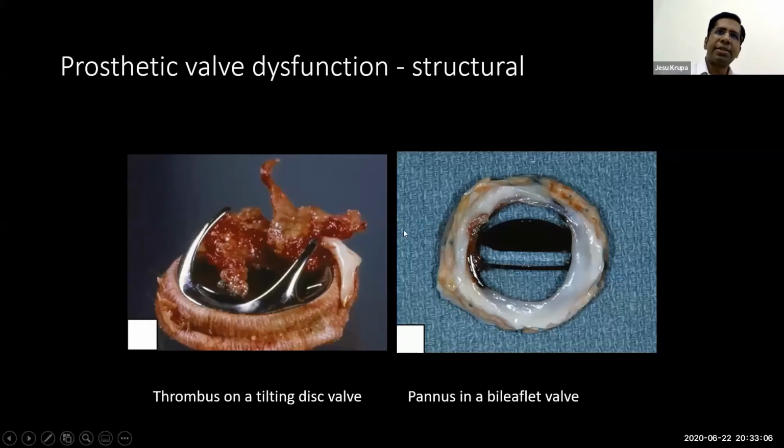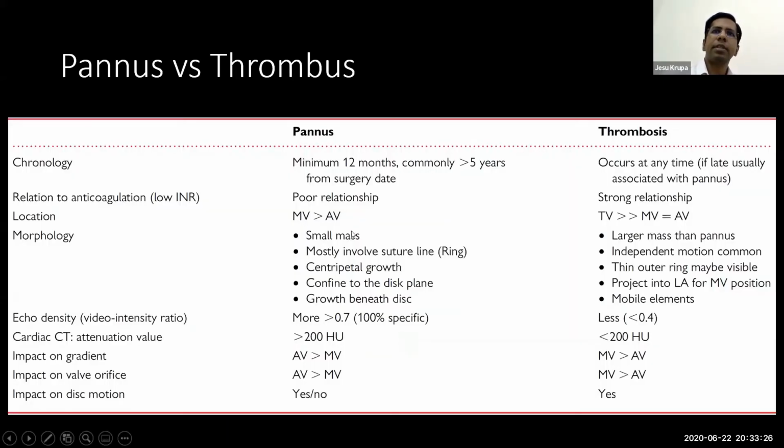So as you can see, this pannus usually grows in from the sides like this, whereas thrombus generally can occur anywhere and usually can happen in the middle like this. And as you can see in the sides, there is no extra tissue material which has grown. So that is a table just to kind of reiterate what I have just said.